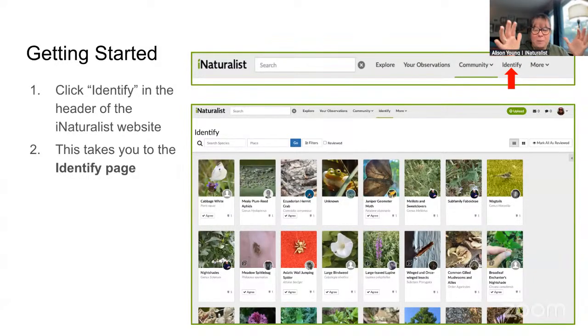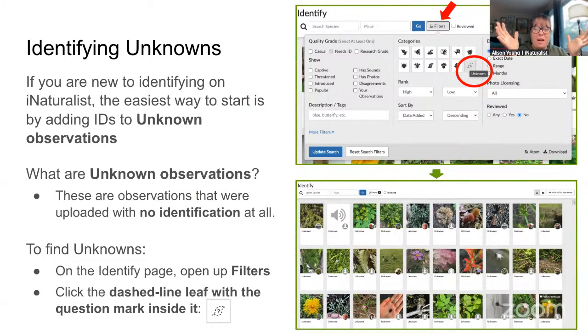On the iNaturalist website, if you're ready to go and work on identifications, on the header of the website, there's just a button that says identify. So you click that, and this takes you to the identify page. And the identify page is going to default to showing you all the observations on iNaturalist that still need an identification. They're not research grade yet, and it will show you all of them when you first go to the identify page. But on the identify page, we have a set of filters that you can use.